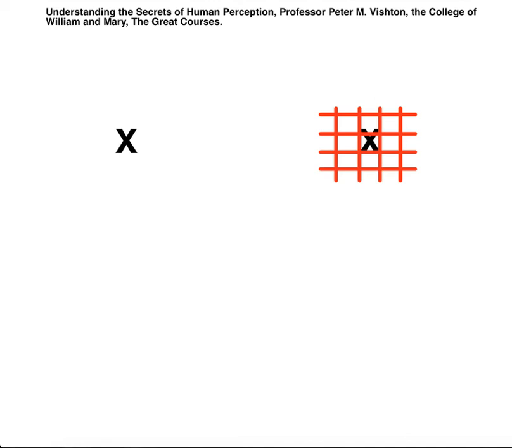If you did this properly, the X on the right side should disappear, but you should see the red grid. Again, if you had any difficulty, just shut off the video and try it again. What happens here is the brain infers that there was a red grid. So it filled in the blank spot with the red grid, even though the X disappeared.